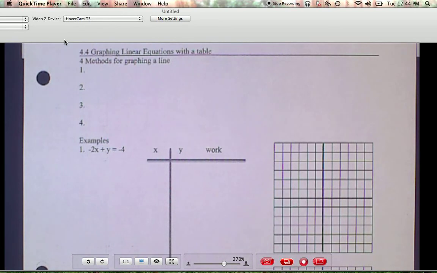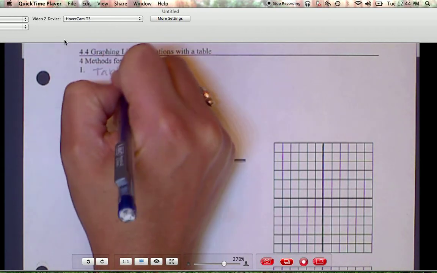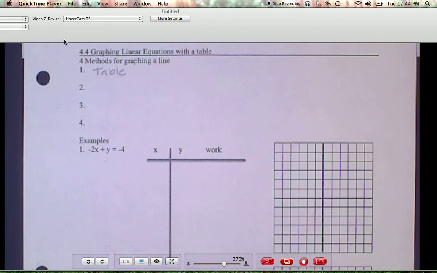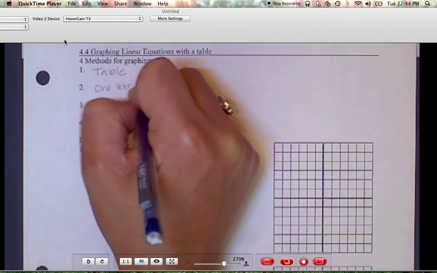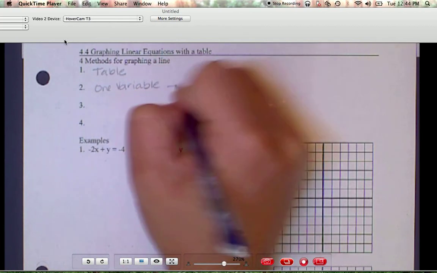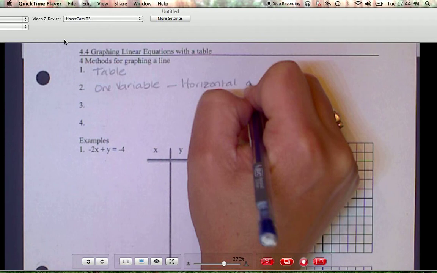Section 4.4 is about graphing linear equations or lines using a table. So there are 4 methods for graphing a line, and today we're going to discuss the first method, graphing with a table. We are also going to talk about how to graph a line that has only one variable, and those lines are either going to be horizontal or vertical.